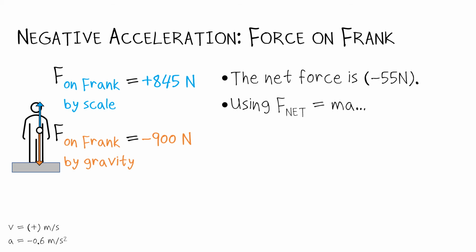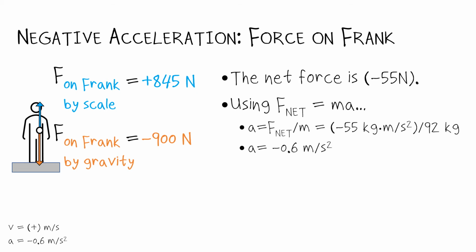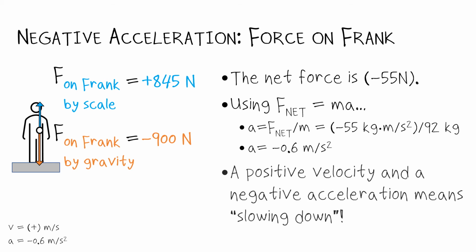We can put the net force into Newton's second law, manipulate it for a, solve it out, and in this case, the acceleration is negative 0.6 meters per second squared. So Frank's positive velocity is slowly going to decrease as he approaches a point of rest. And when we have the combination of a positive velocity and a negative acceleration, you're going to get an object slowing down.